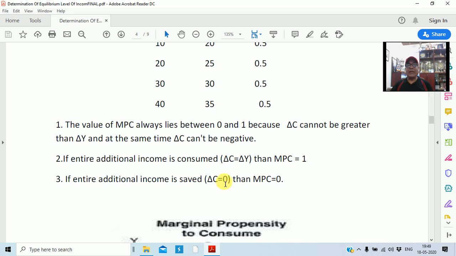So these are the possible questions in the exam. What is the minimum value of MPC? 0. And this 0 will be when delta C is equal to 0. What is the maximum value of MPC? It is 1. This MPC will be 1 at what point? When delta C is equal to delta Y. It means whatever additional income increased, the entire amount is consumed.